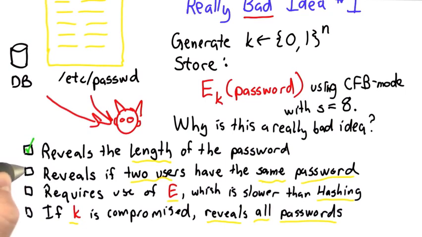The answer is all except for the third are true. The third is not true because encryption is generally faster than hashing. These other three are really big problems with this scheme.